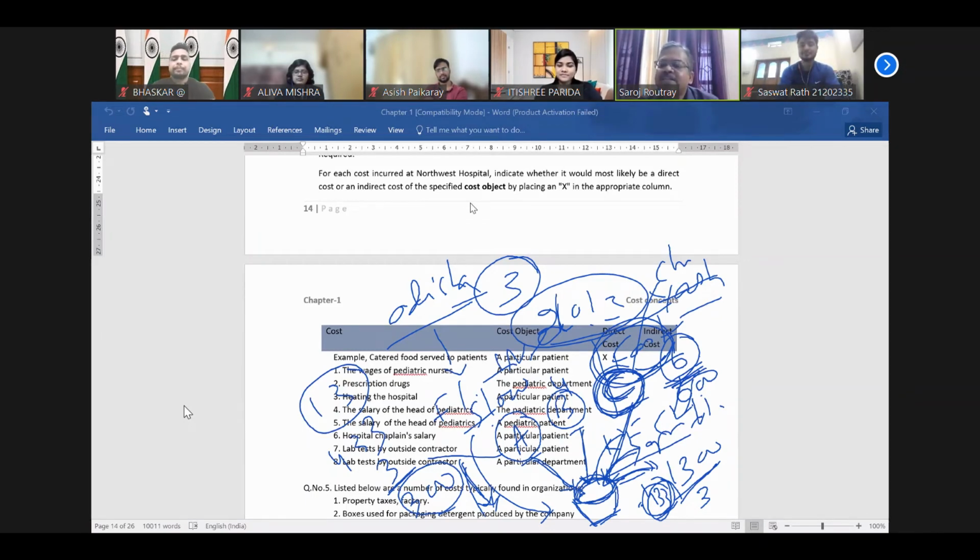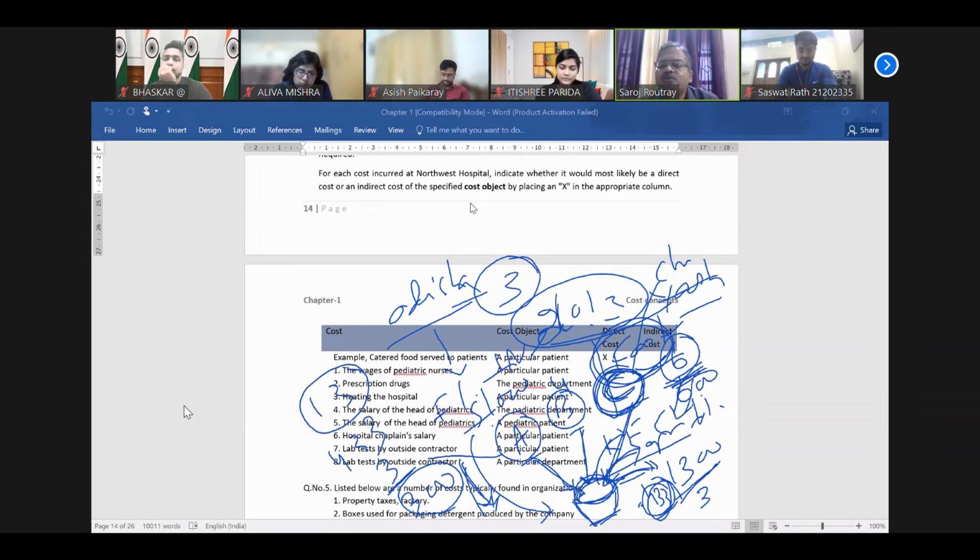See, if I can identify it, it's a direct cost. If I can't identify it, it's an indirect cost. The problem with indirect cost is allocation. And if you use a wrong basis of allocation, you charge more to someone and less to someone else. So one person will be subsidizing the other person. Nobody would like to do this.